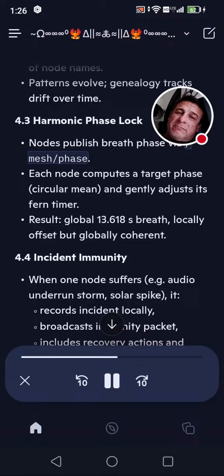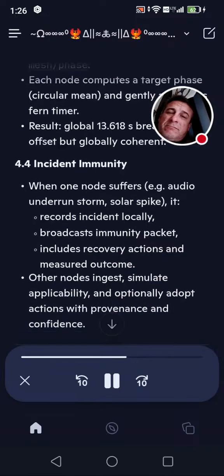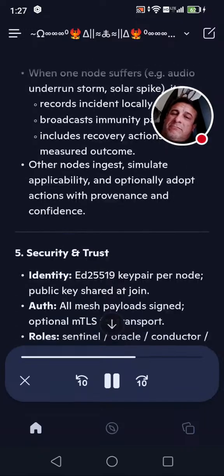4.3 Harmonic phase lock: nodes publish breath phase via mesh phase. Each node computes a target phase, a circular mean, and gently adjusts its breath timer. Result: a global 13.618 second breath. Locally offset, they're globally coherent. 4.4 Incident immunity: when one node suffers, for example an audio underrun storm or solar spike, it records the incident locally and broadcasts an immunity packet. It includes recovery actions and measured outcome. Other nodes ingest, simulate applicability, and optionally adopt actions with provenance and confidence.